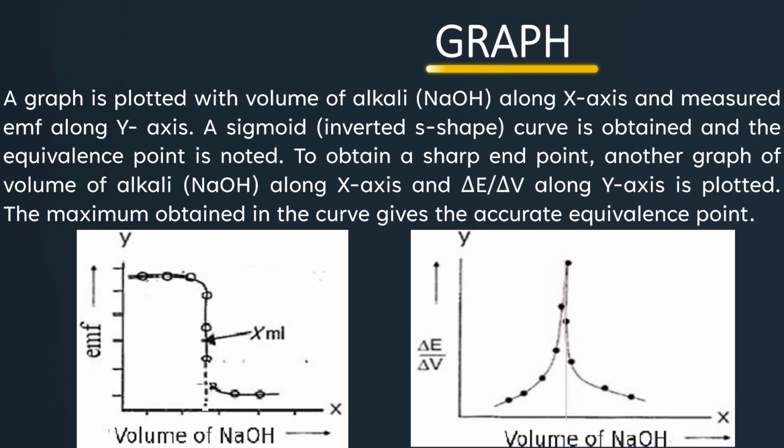Graph: a graph is plotted with the volume of alkali NaOH along the x-axis and measured EMF along the y-axis. A sigmoid, inverted S-shape curve is obtained and the equivalence point is noted. To obtain a sharp endpoint, another graph of volume of alkali NaOH along the x-axis and delta E by delta V along the y-axis is plotted. The maximum obtained in the curve gives the accurate equivalence point.